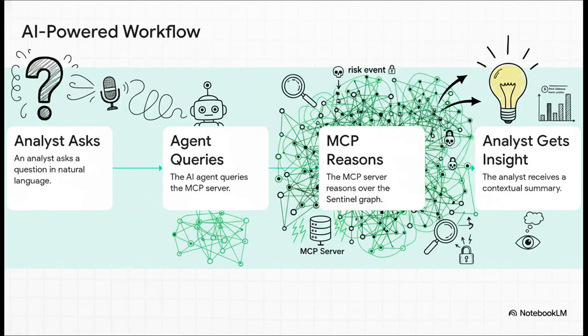So the workflow becomes incredibly simple. An analyst can just ask a normal question like, "Hey, what do we know about the user Mark Gafarova and his recent actions?" The AI agent sends that to the MCP server, which reasons over the graph data to find all of Mark's activities and potential risks. And boom, the analyst gets a clear, contextual summary back in seconds, instead of spending hours writing queries.